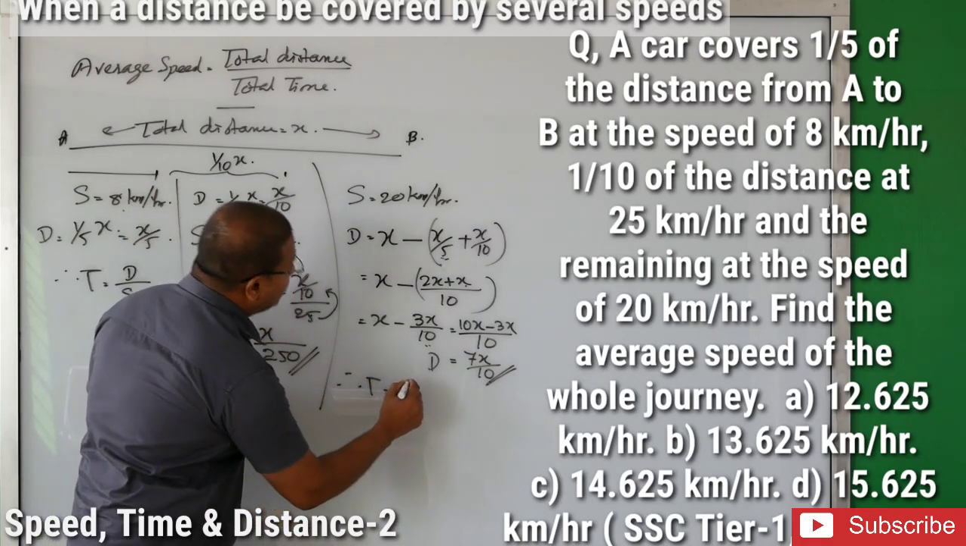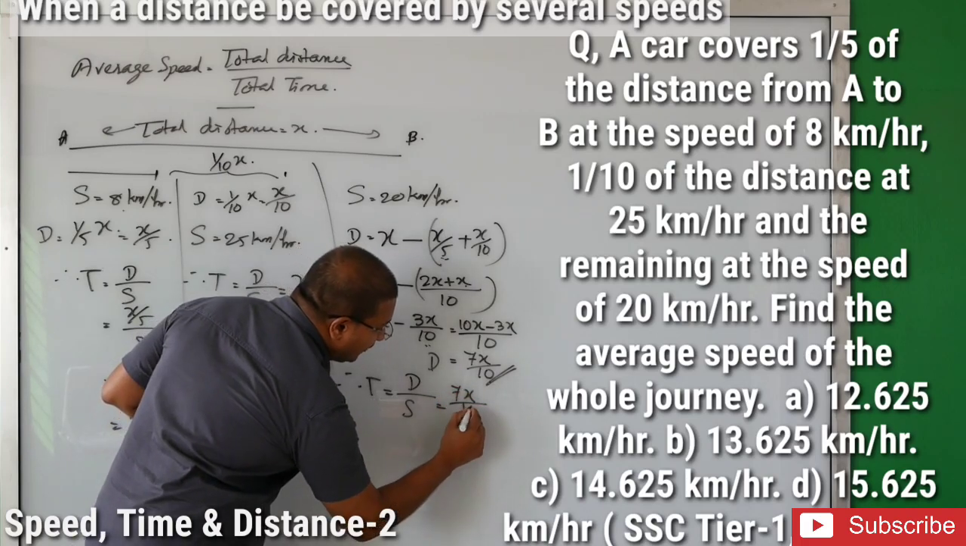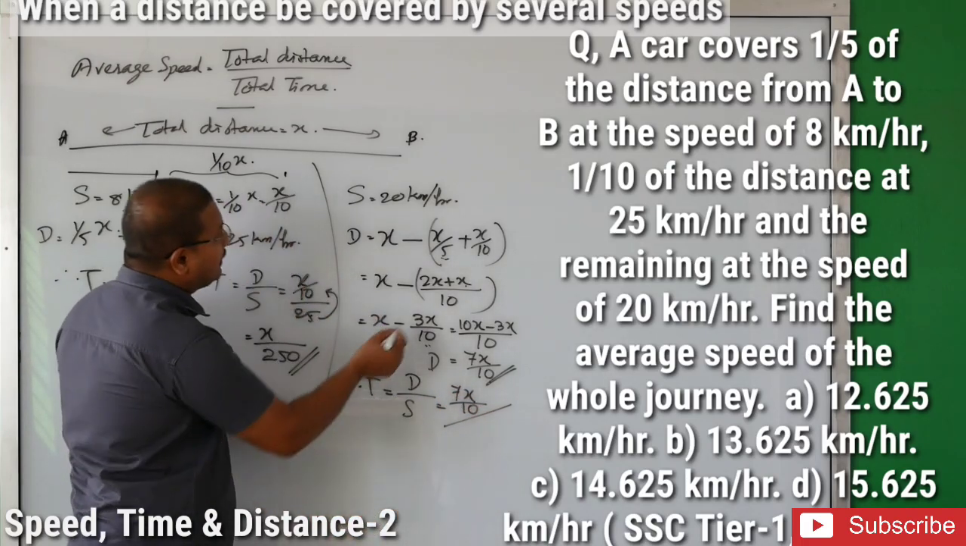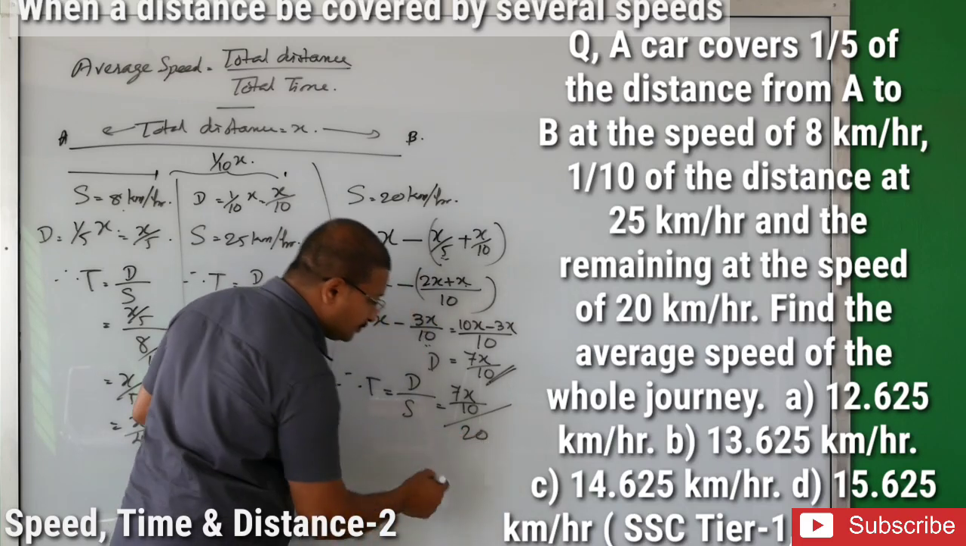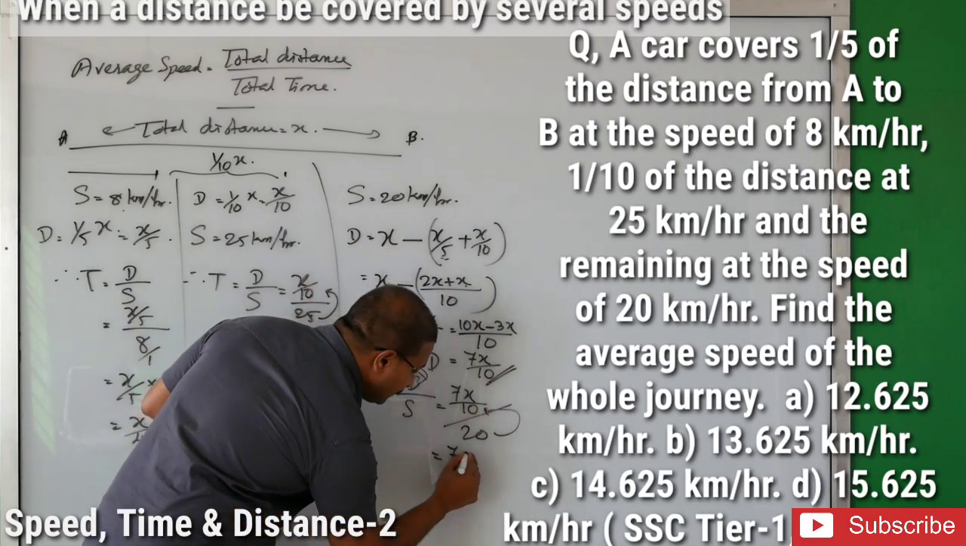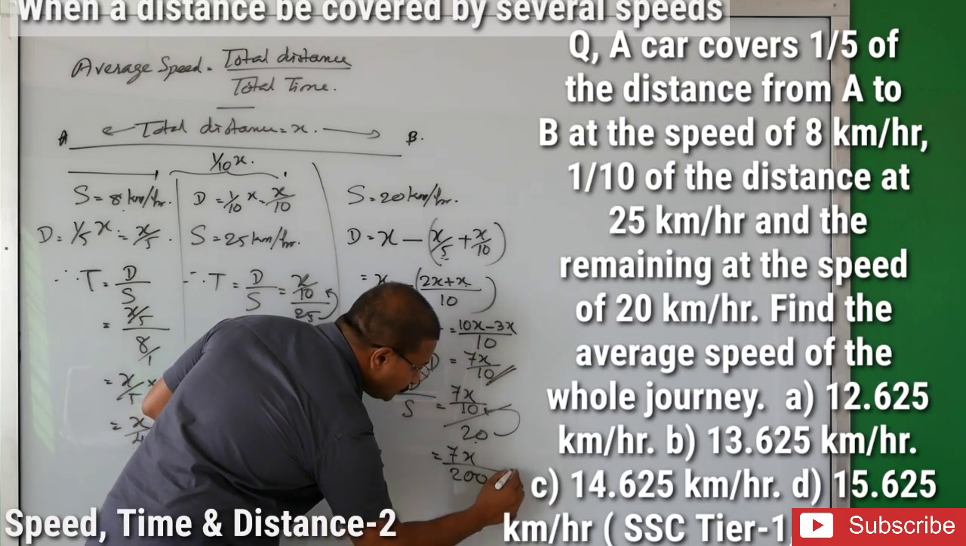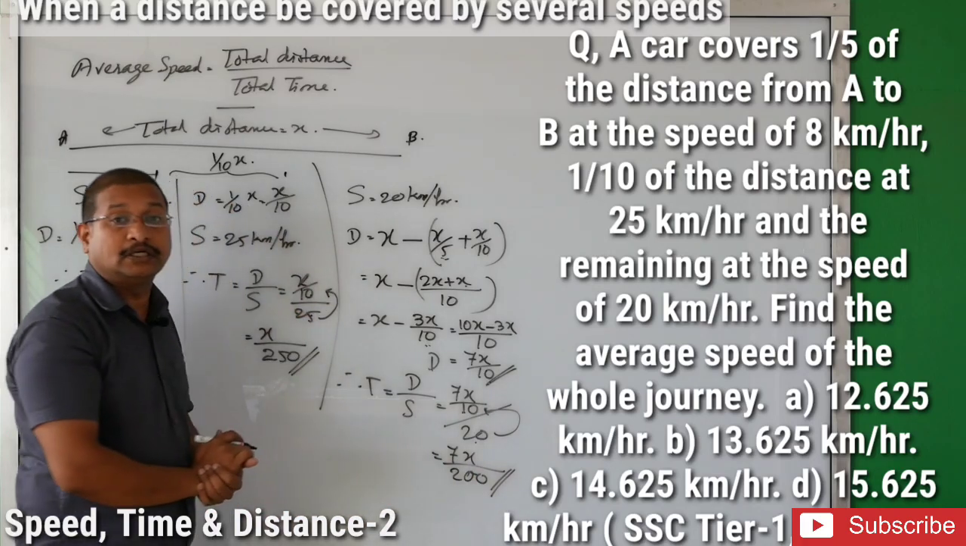Therefore, time equals what you will do? Time equals distance by speed, which equals 7x divided by 10. That is the distance, and the speed is 20. This 20 will go to the denominator. This equals 7x divided by 10 into 20, 200. So we got now the third time.